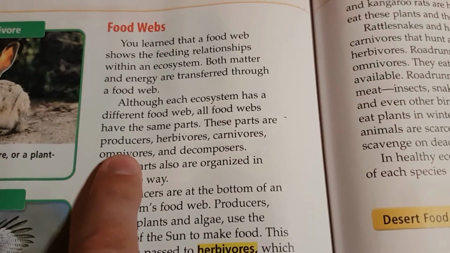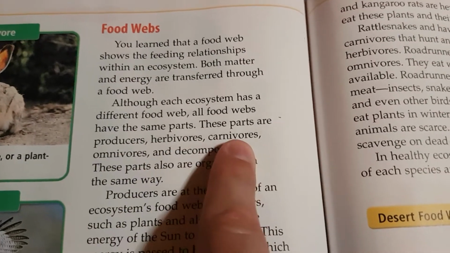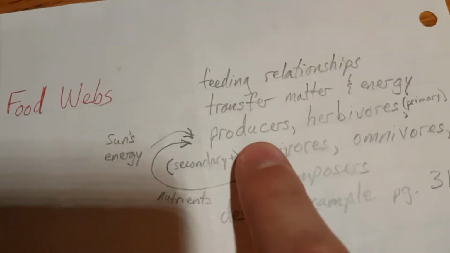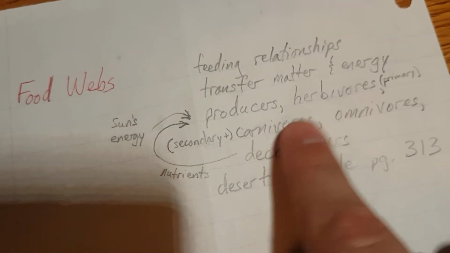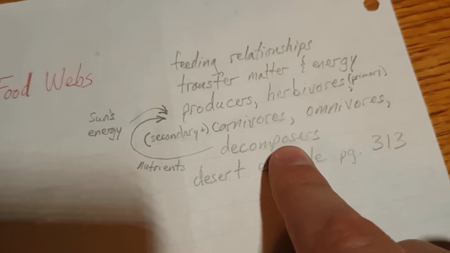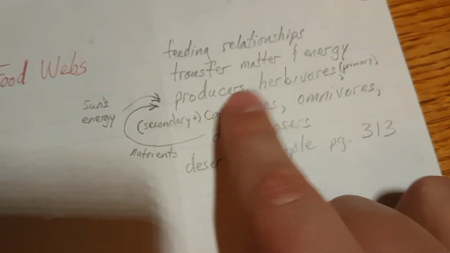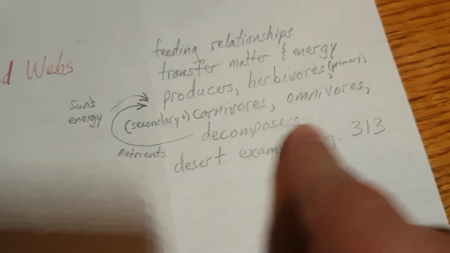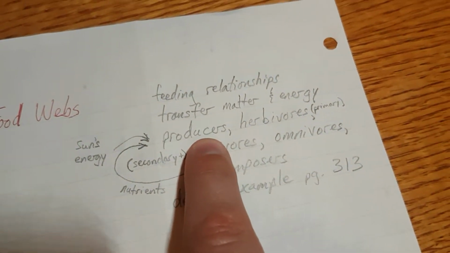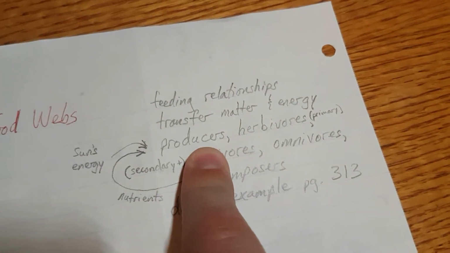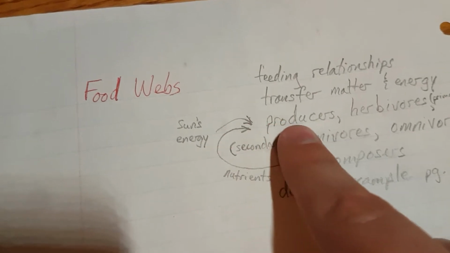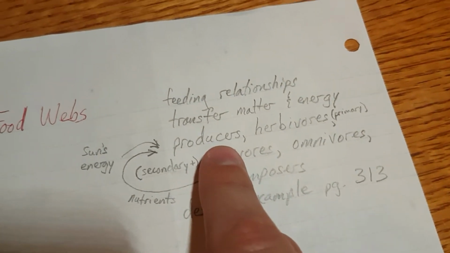These parts are producers, herbivores, carnivores, omnivores, and decomposers. Don't put the other stuff yet. Just put producers, herbivores, carnivores, omnivores, decomposers. Producers are the plants and algae that produce energy and food using the sun's energy. Oh, that's why we wrote sun's energy with an arrow coming over here to producers.